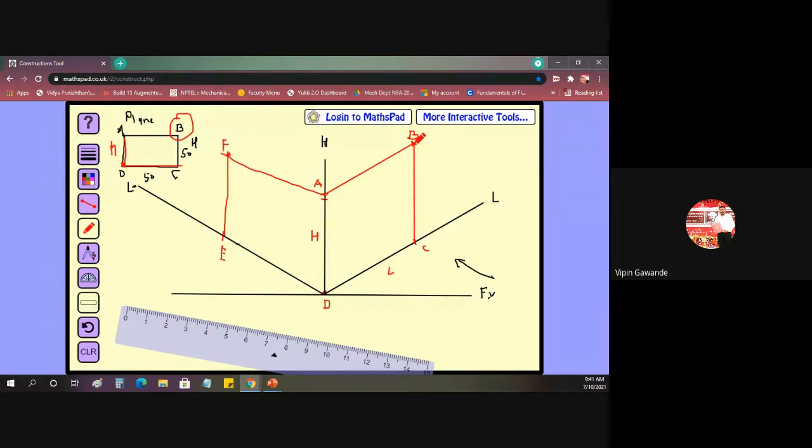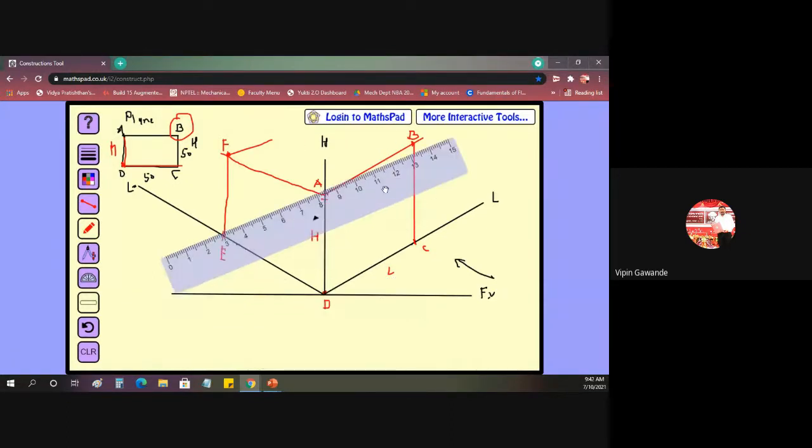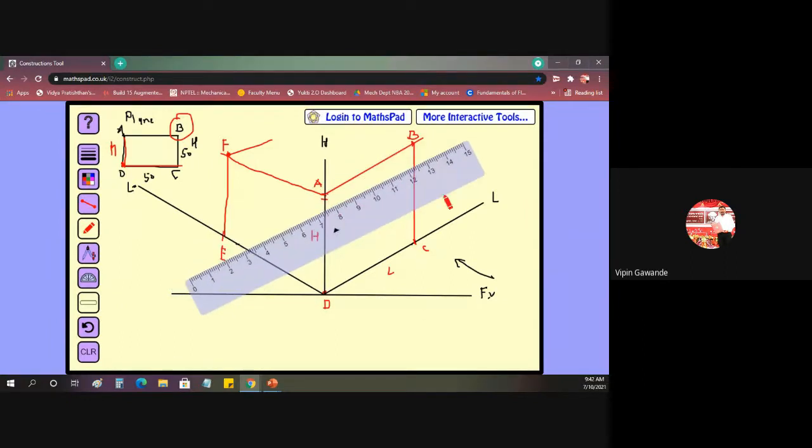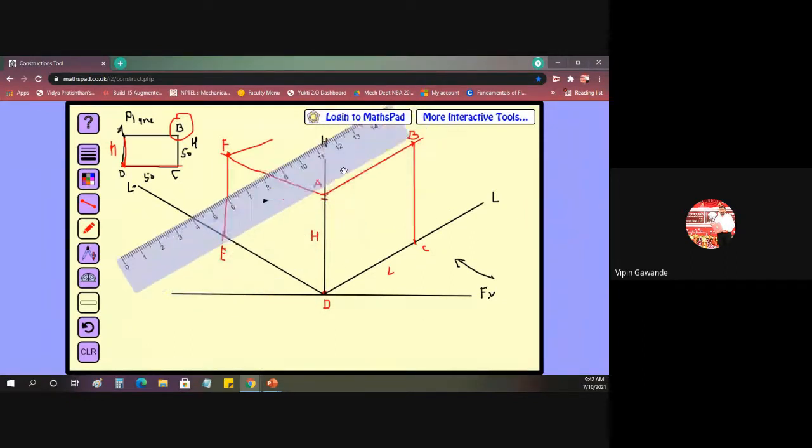Now we have intersection B and intersection F. From F, you will draw a line parallel to AB or parallel to CD, because this line is going in this direction. So we have to take the reference of AB. Keep your roller scale here on AB, and draw the line passing through F.